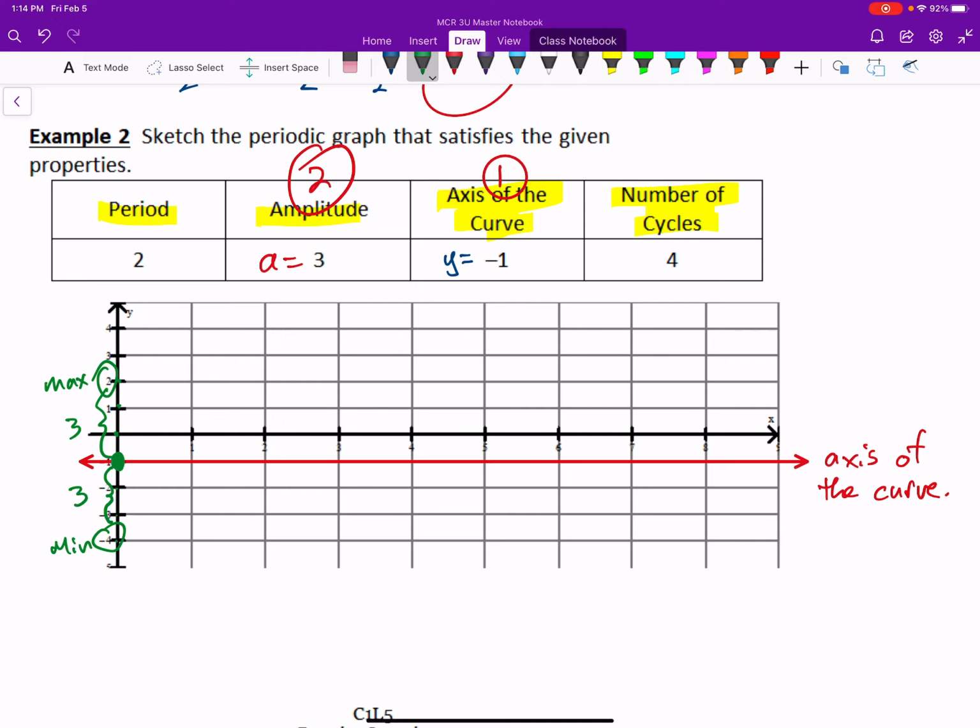So now I've got this idea that, okay, my graph, I'm just going to put a dotted line here, but my graph can't go above positive 2, and it can't go below negative 4. So now I'm getting some better ideas of what's happening.